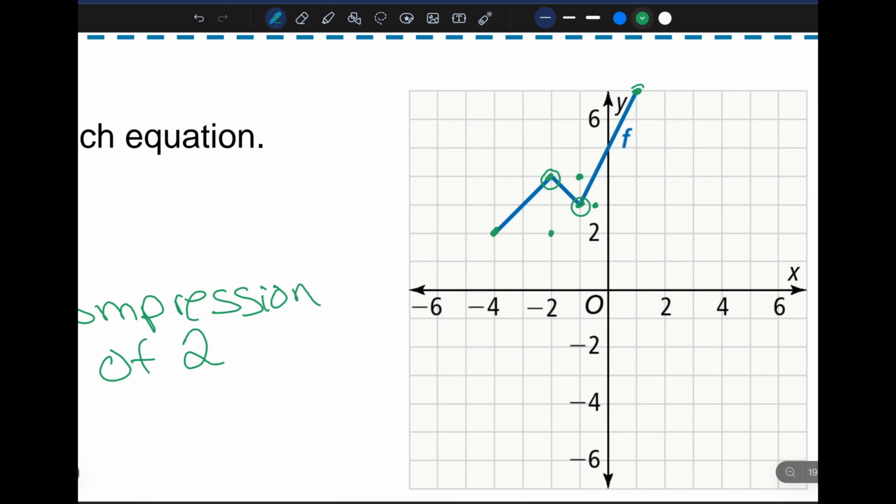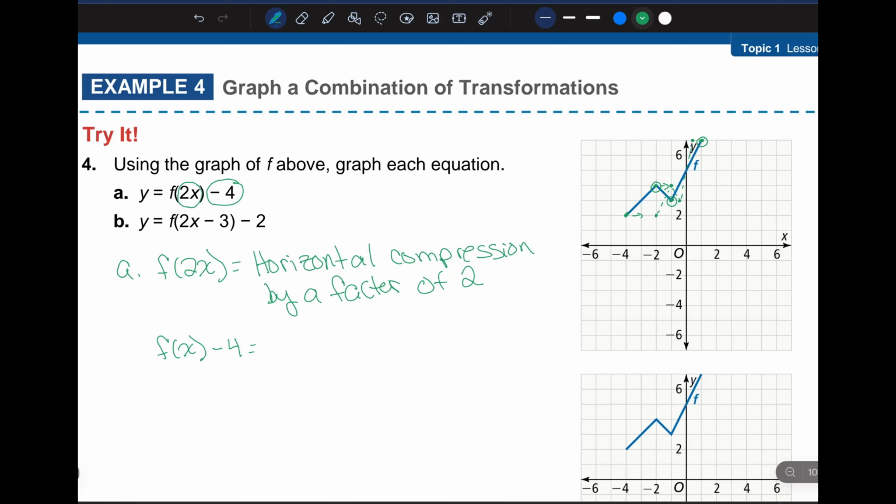So I'm going to take my f of x and subtract 4. That means I'm going to go 4 units down because it's on the outside. So I'm going to take all of these points and move them 4 down. So move this point, 1, 2, 3, 4 down. Move this point 4 down, 1, 2, 3, 4. Moving this point 4 down, 1, 2, 3, 4. And this point as well, 1, 2, 3, 4 down. And now I'm ready to connect it.